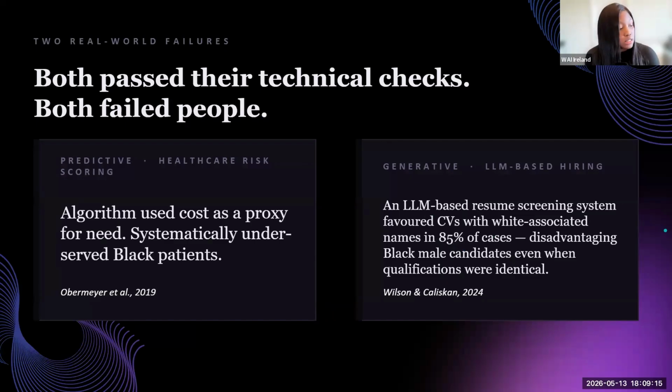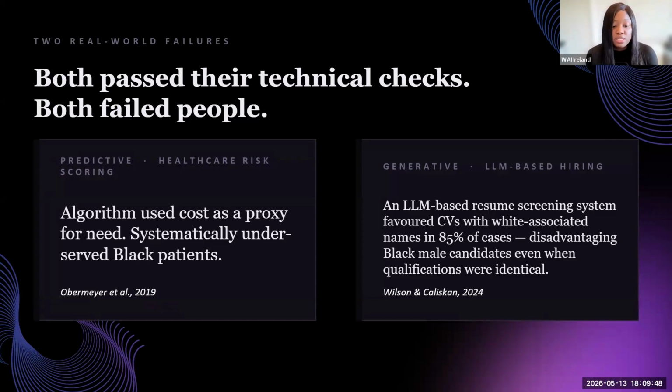This is a good place for us to start, because bias in AI isn't theory anymore. It's basically production reality. These are two systems I thought to highlight to give us some context. The first, on the left here, is a healthcare risk scoring algorithm. This was built by Optum back in 2019. It was used by hospitals across the US to decide which patients should get extra care.